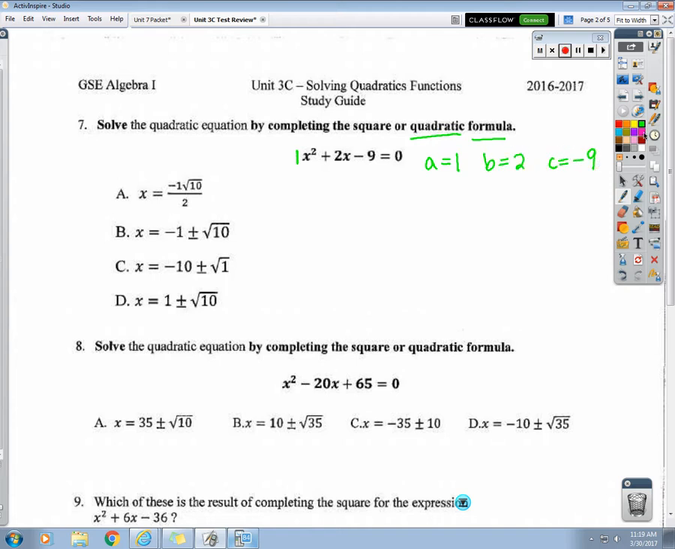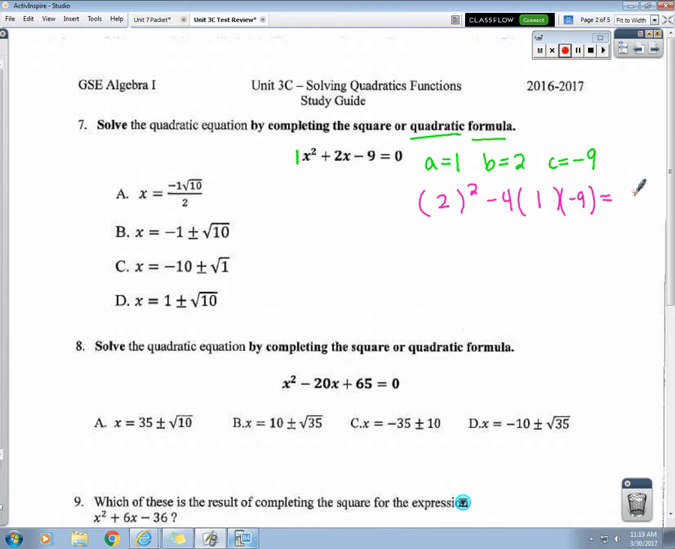Once you have your A, B, and C, what do you do next? The discriminant, which is the b squared minus 4ac part. Okay, B is 2, A is 1, C is negative 9. Go ahead and type that in and tell me what you get. Okay, what'd you get? You should get 40.